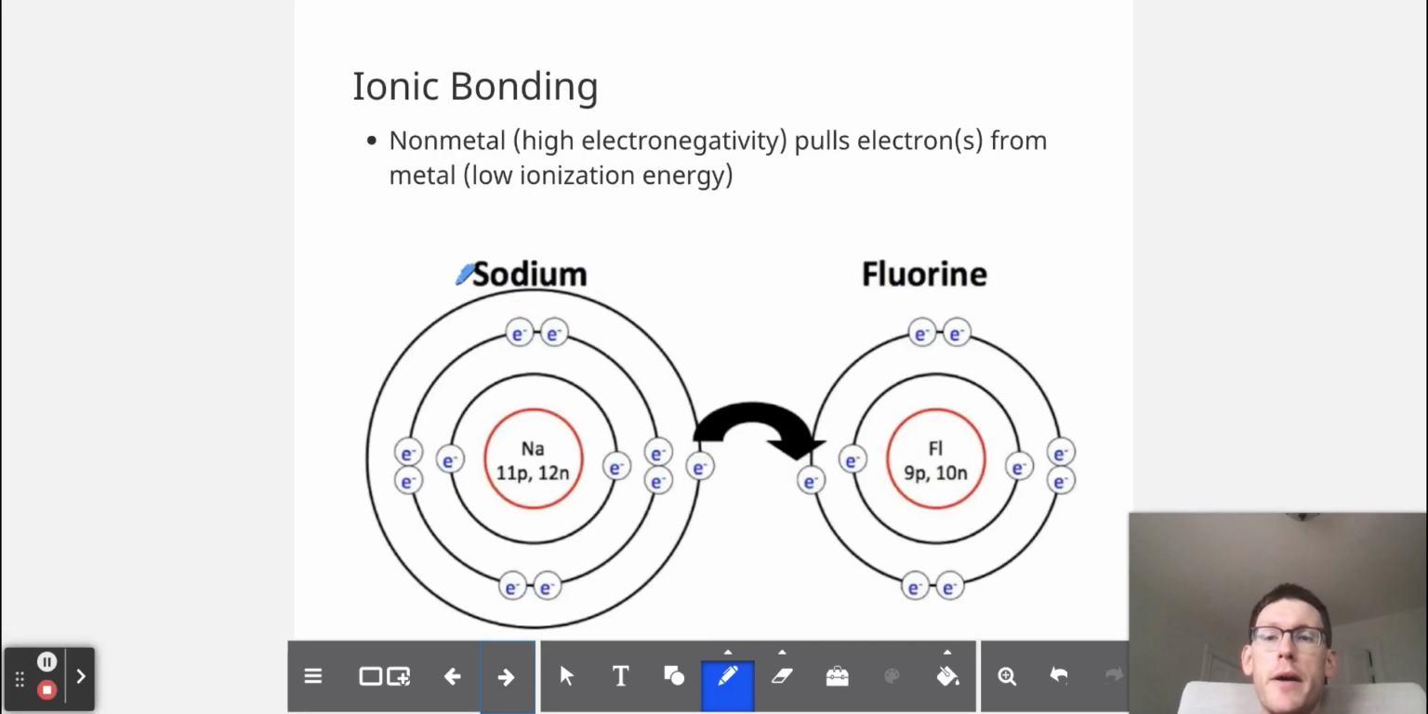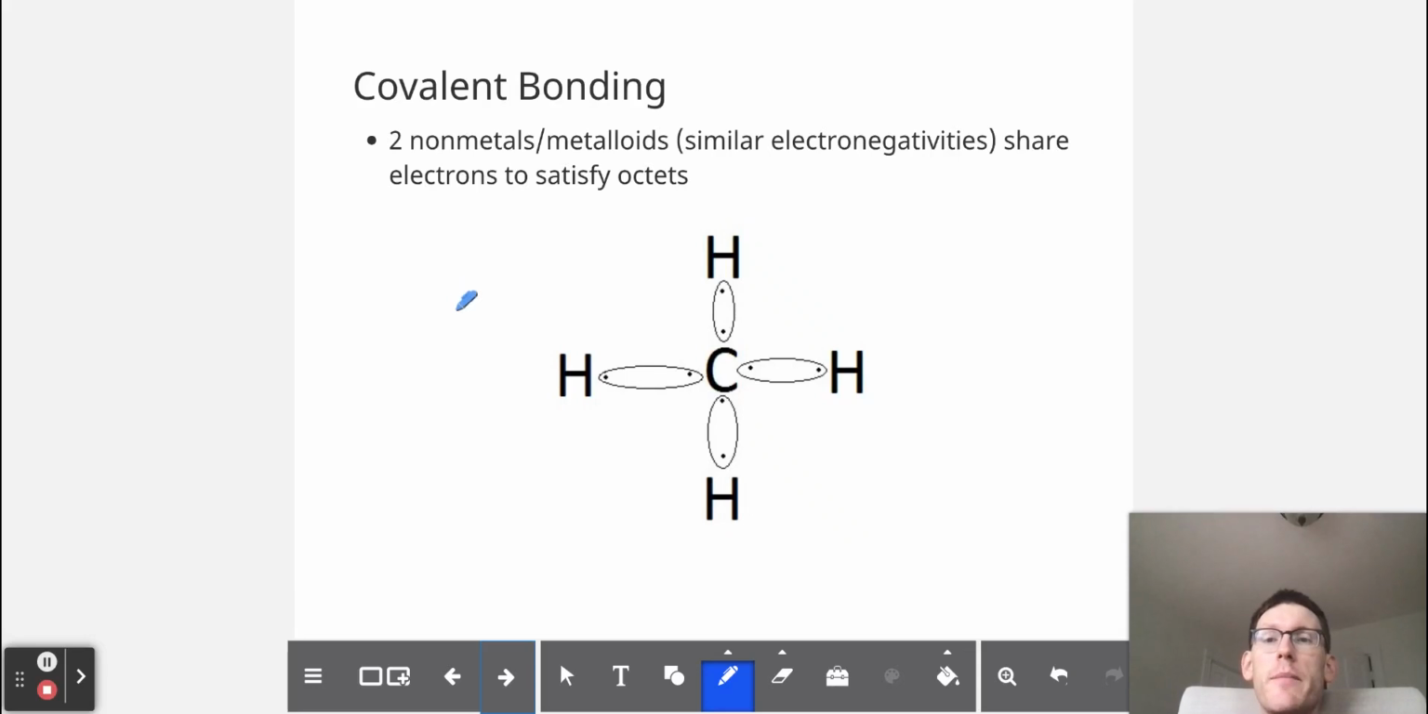Now with ionic bonding, that will be between metals and nonmetals, and a nonmetal which has a high electronegativity will be able to rip an electron away from a metal that typically will have a low ionization energy, and accordingly, the metal will achieve its octet by losing electrons, the nonmetal by gaining electrons. With covalent bonding, two nonmetals or metalloids having similar electronegativities will have to share electrons in order to satisfy their octets, and we can symbolize it accordingly.